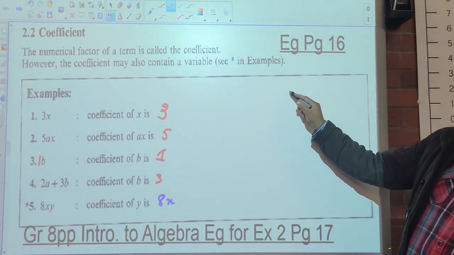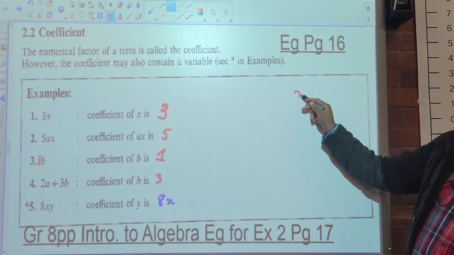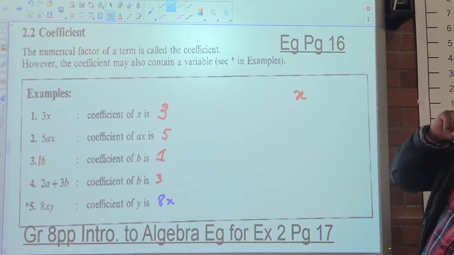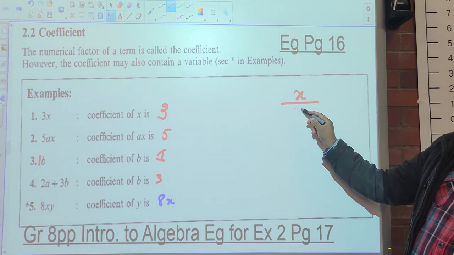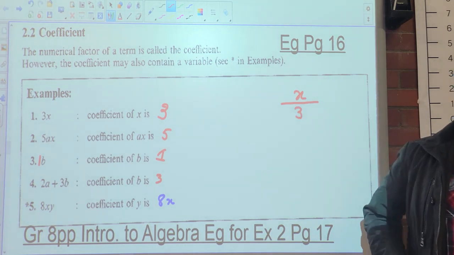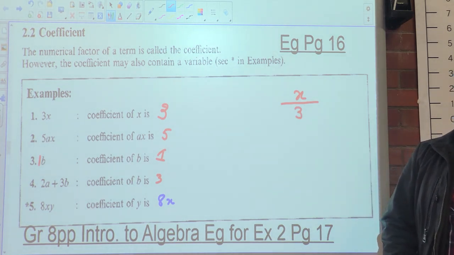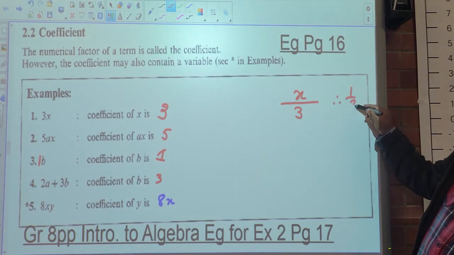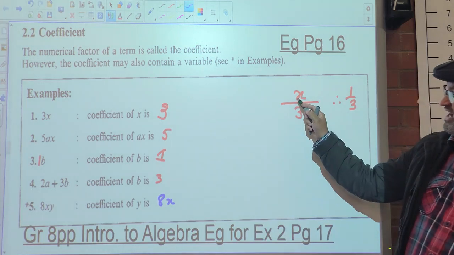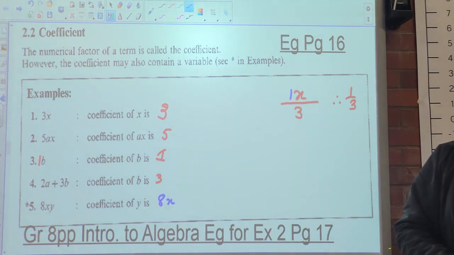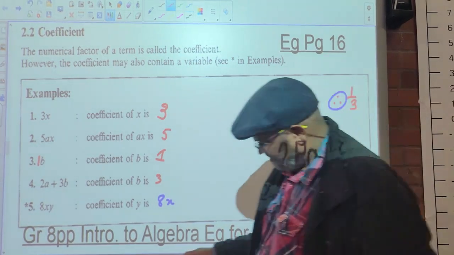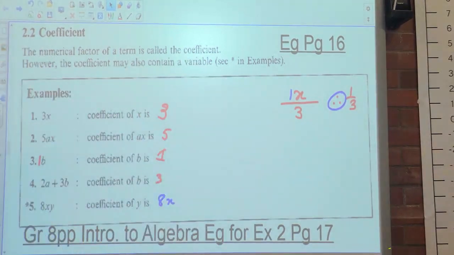So, what is the coefficient, or the numerical coefficient, of x? 1. What's the numerical coefficient of x over 3? 1 over 3. 1 over 3, nice. How do you get 1 over 3? Because if there's no number there, there's a 1. So what's the dot triangle? Therefore. Do you guys understand? Yes.